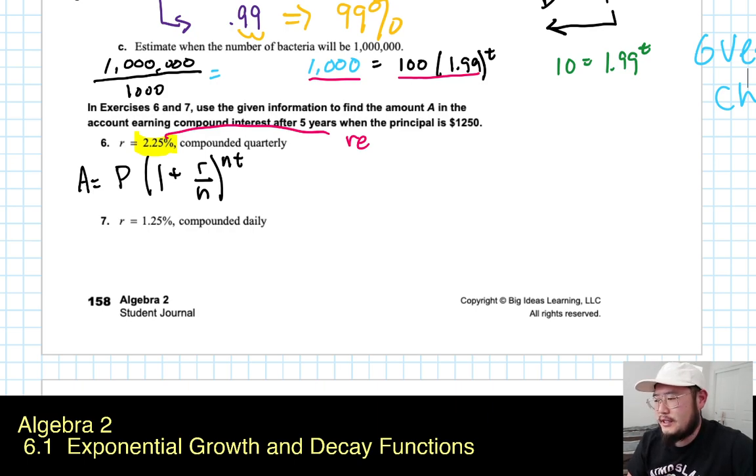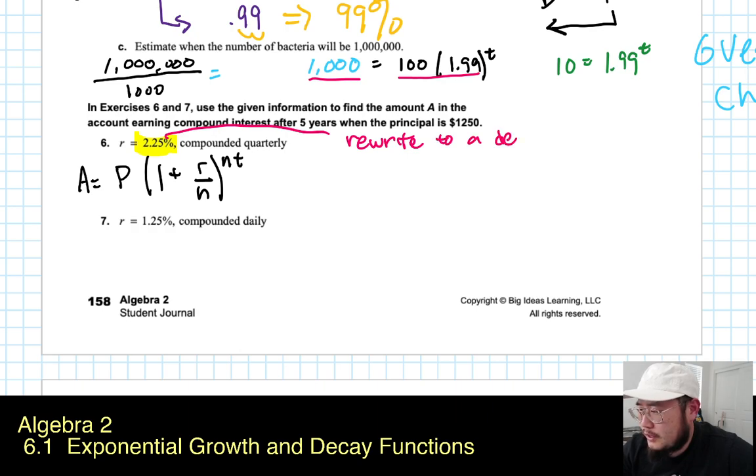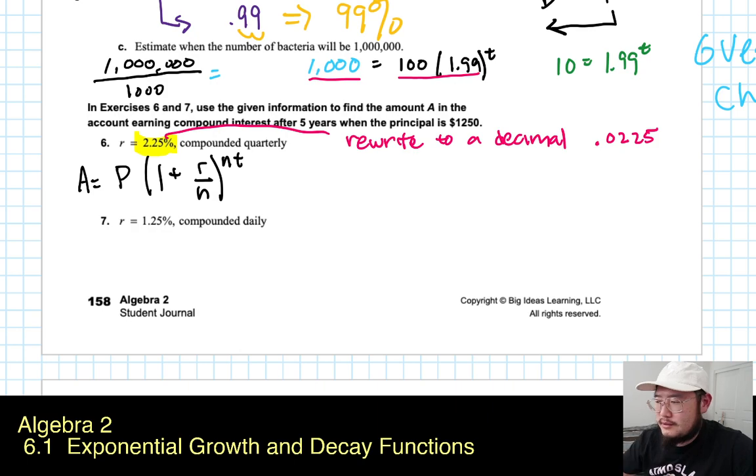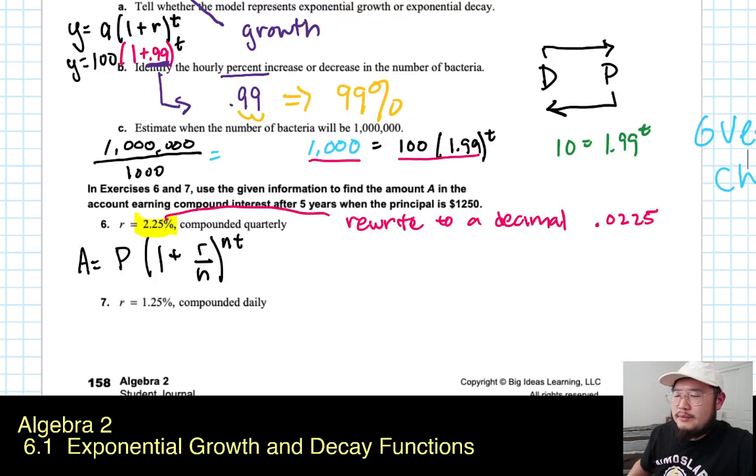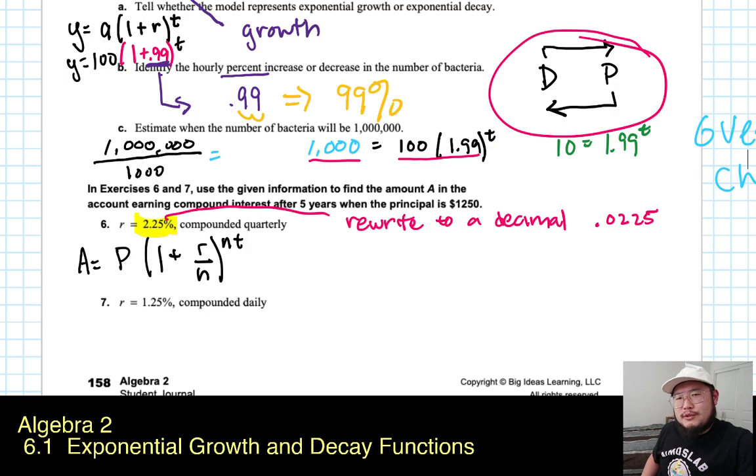Let me rewrite this and change that to 0.0225. And you're saying, well, how did I get that number? Remember, in the last problem I showed you the percent to decimal business. Decimal to percent, move two decimal points to the right; percent to decimal, move two decimal points to the left. And that's how I get the numbers.